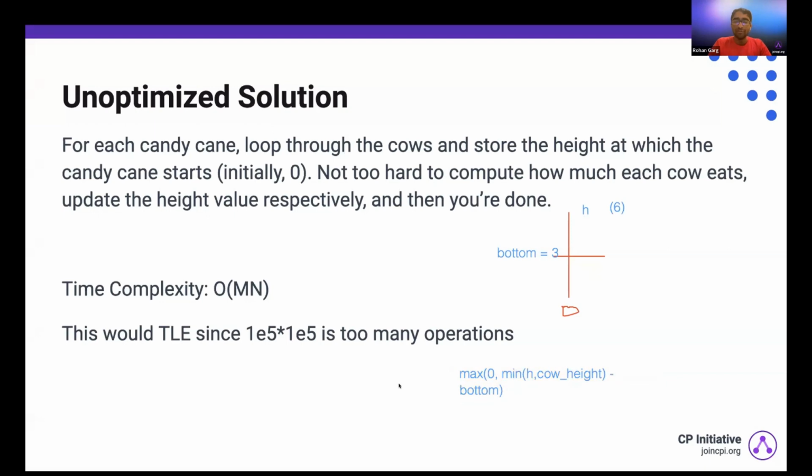But the only issue is that since for each candy cane we're processing n cows, the time complexity is going to be O of mn, and this would time limit for some of the later test cases because you're doing around 10 to the power of 10 operations, and that's way too slow for USACO. So there has to be some optimization we have to make.